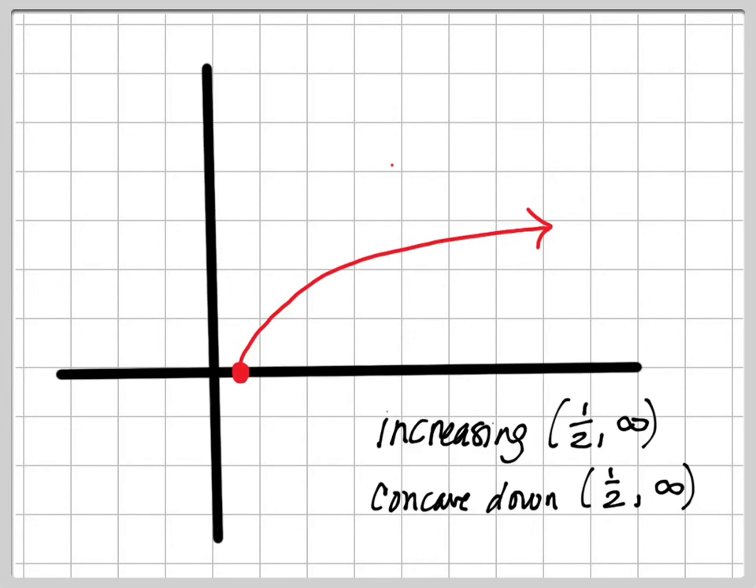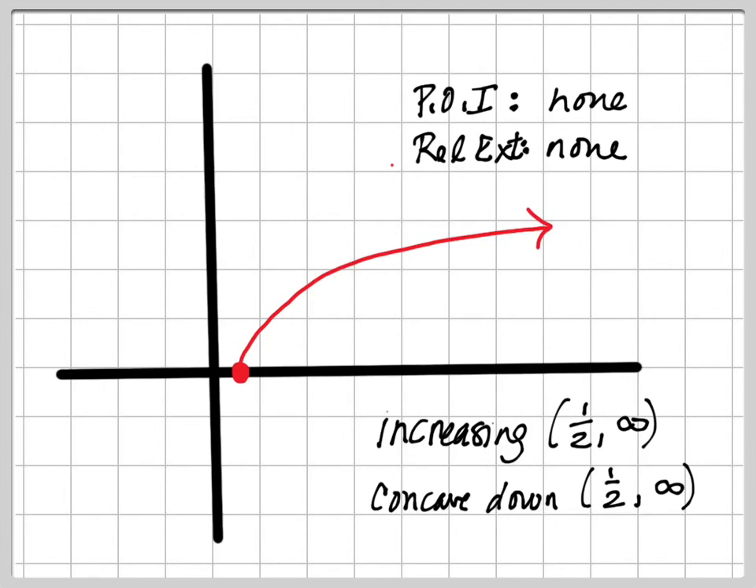It might be worth mentioning, especially if it were to ask you, because WebAssign likes to ask you, what's the max and min? What's the inflection point? Those kinds of things. So there's not one, right? The point of inflection is that there's none, or it does not exist. My relative extrema, same thing, right? There were none. They don't exist because it's continually increasing, and continually concave down, so no point of inflection.